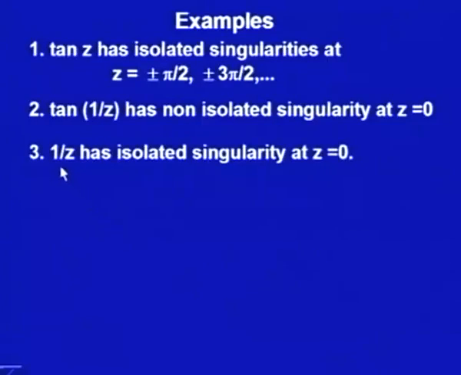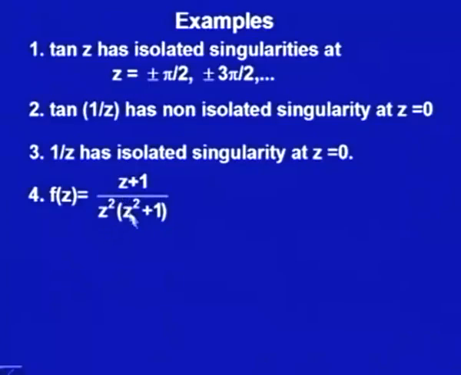Now 1 by z has an isolated singularity at z is equal to 0. 1 by z is a function which has a singularity at z is equal to 0. If I take any neighborhood of z equal to 0 for this function, we will find that the function 1 by z would be analytic in all that neighborhood except at 0. So 1 by z has an isolated singularity at z is equal to 0. Now, these are simple examples.